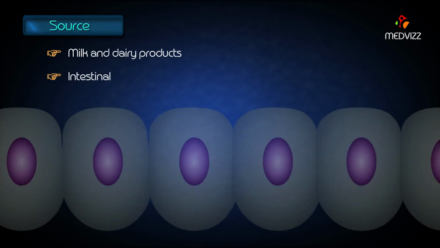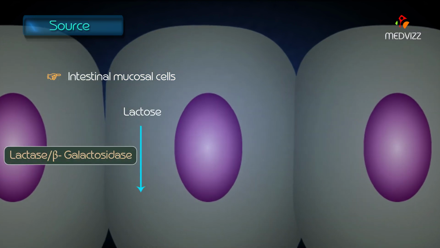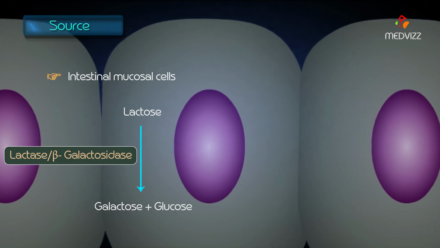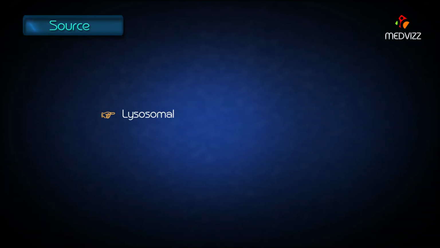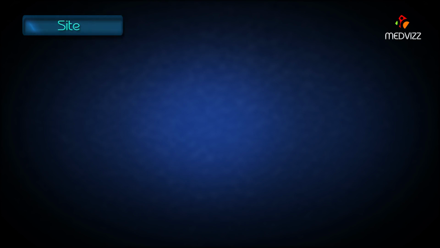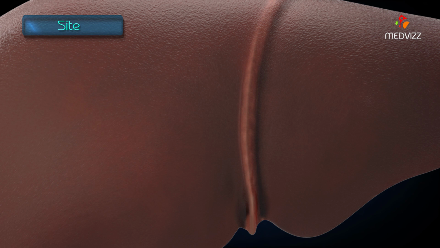And what is the source? It is mainly produced from milk as well as dairy products and the intestinal mucosal cells, where the enzyme lactase or beta-galactosidase hydrolyzes lactose to galactose as well as glucose. And the lysosomal degradation of glycoproteins and glycolipids within the cells produces galactose. And what is the site of metabolism? Galactose is metabolized in the liver, that is, the cytosol.